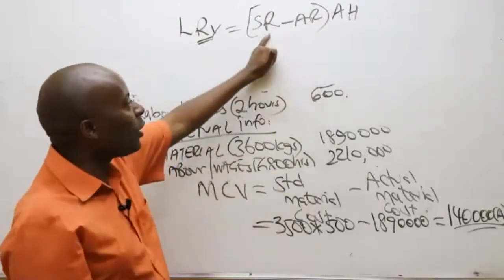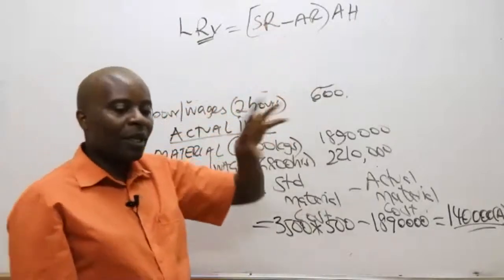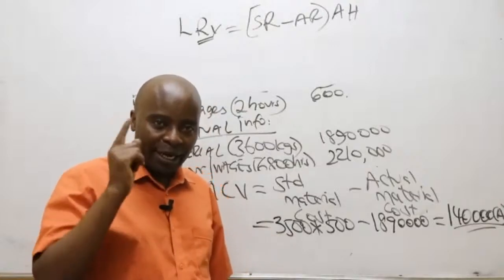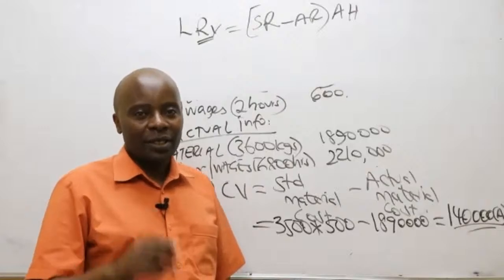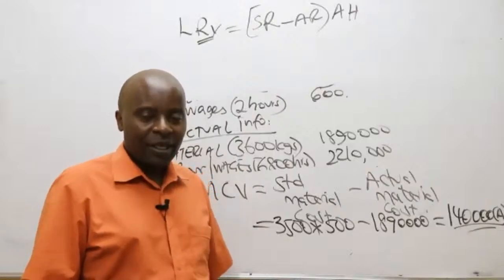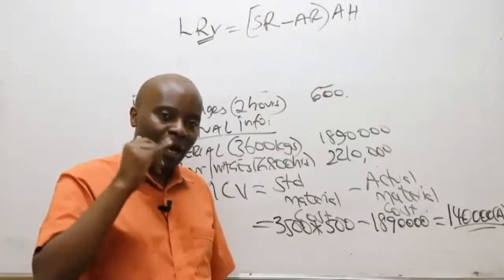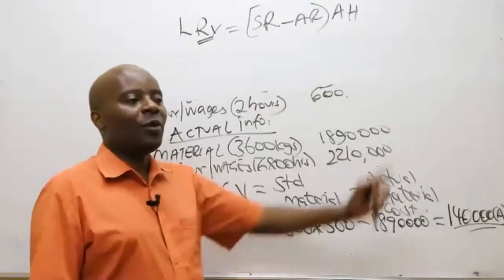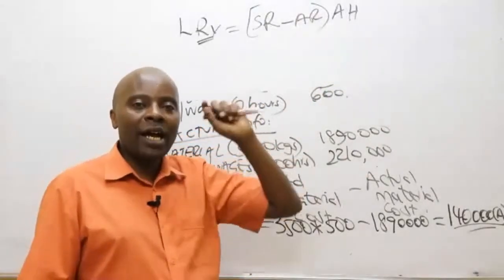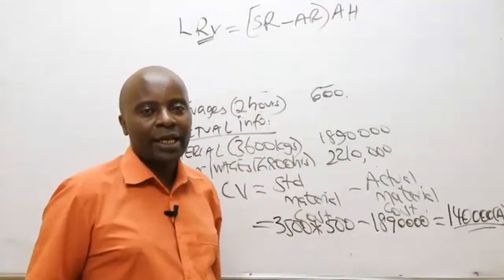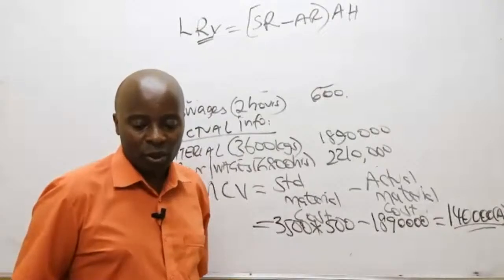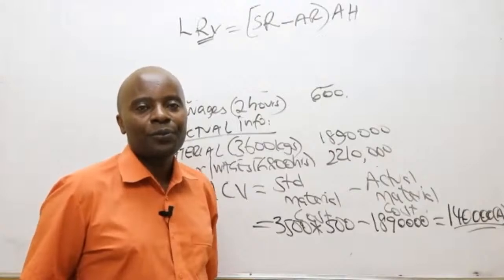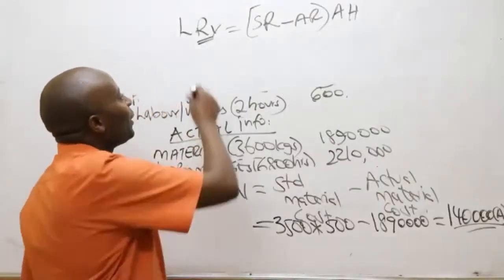Please write there in full that this capital SR is the standard rate per hour. Capital AR is actual rate per hour. And then we have AH being the actual what here? Actual hours. AH is the actual hours.